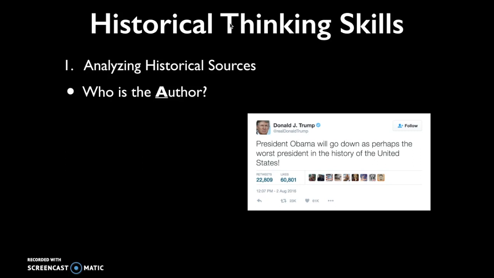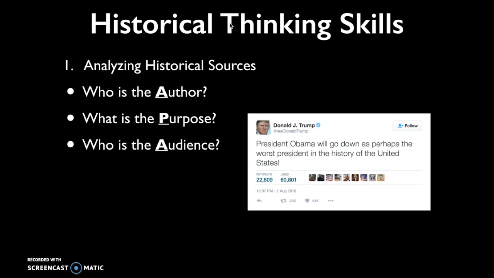So who is the author is a critical question you need to answer whenever you're analyzing a source. What is its purpose? Why was this tweet created? Why does he choose to use Twitter as a platform and make statements such as this one? What is the purpose? Third, who is the intended audience here? Who are Donald J. Trump's Twitter followers? Who are these 60,000 people that like this and the 22,000 that retweeted this? Why does Trump say this particular thing given the audience that he knows he is delivering this message to?